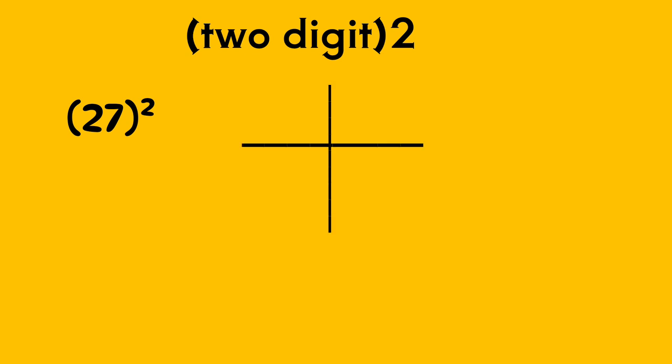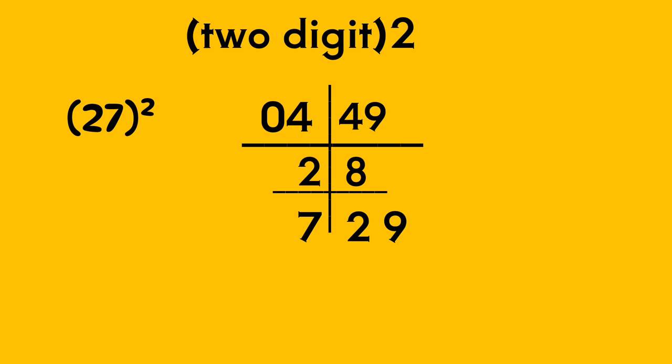We now try to describe one of the methods here for a 2-digit number, to find the square of 27. 27 squared equals. At first we draw two intersecting lines like this. We write the square of 7, which is 49, here. Now writing the square of 2, that is 4, here. Now multiplying 2, 7 and 2 we get 28. Write 28 below tens and hundred place, and add. Finally the answer is 729.